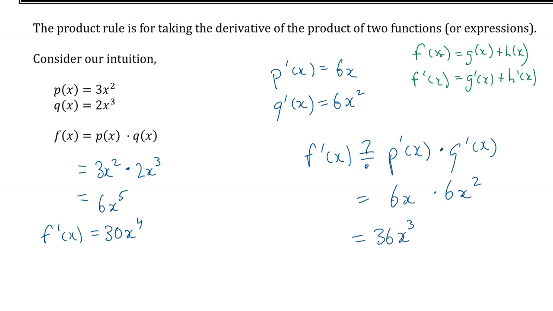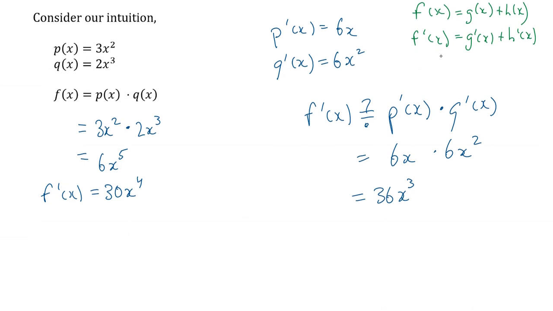So, what does it tell us? Not true. Okay? So therefore, proving something is true is hard. Proving something isn't true is generally easy. You find one counterexample, right? So therefore, f prime at x is not equal to p prime at x times q prime at x.